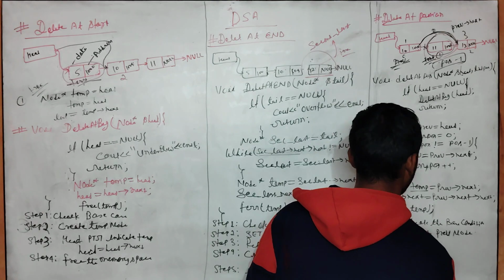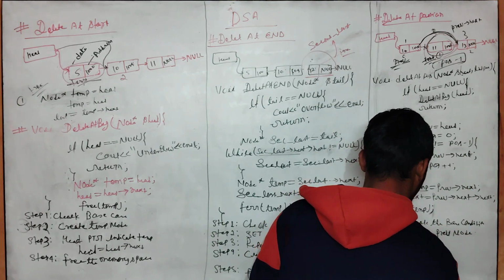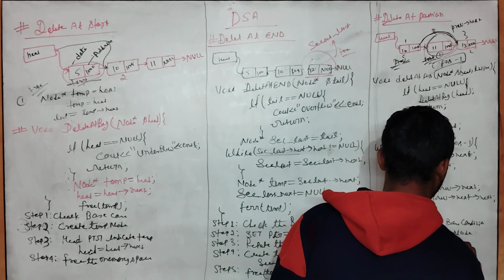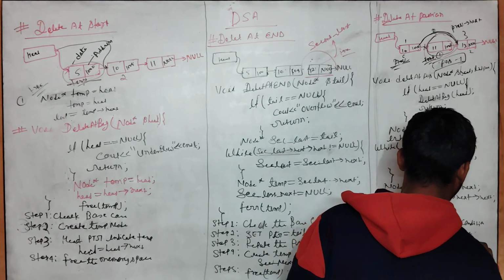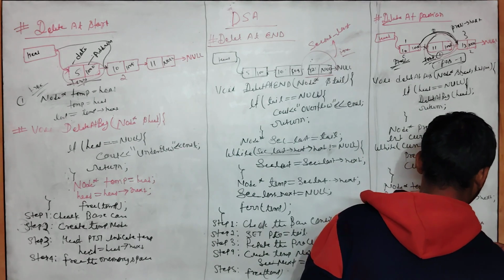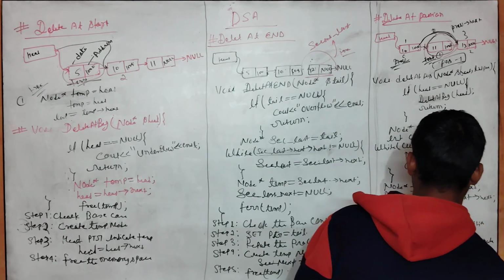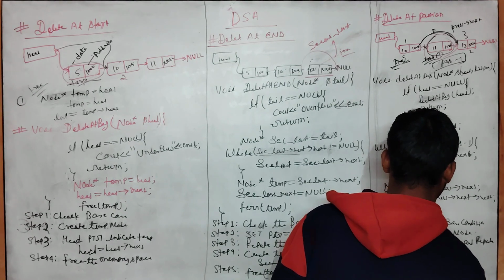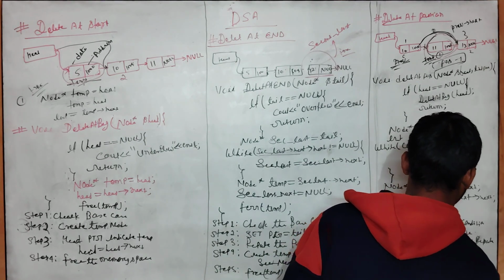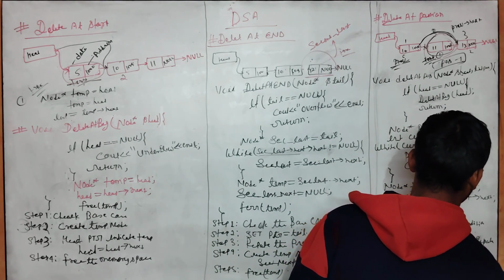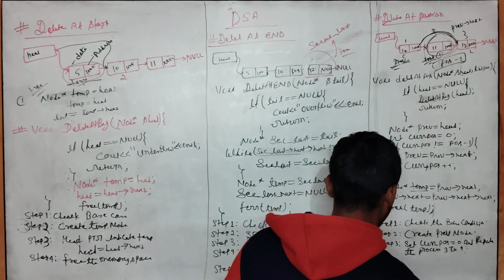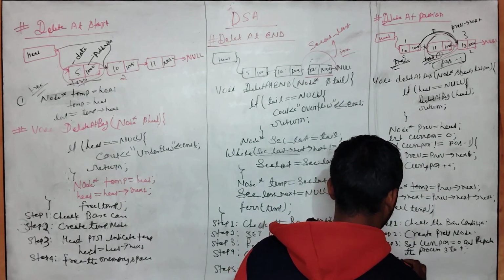Step 3, set current position. Set current position is equal to 0 and repeat the process 3 to 4. Fine, am I right? And step 4, what do we write here?